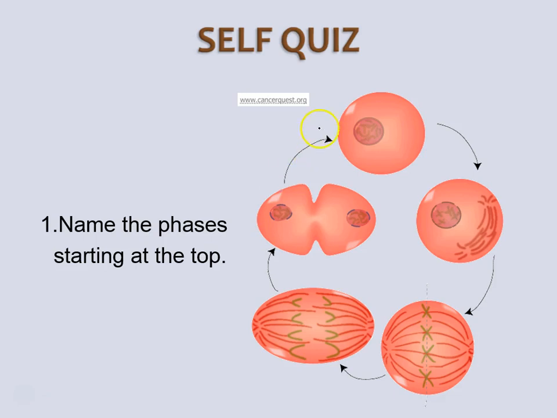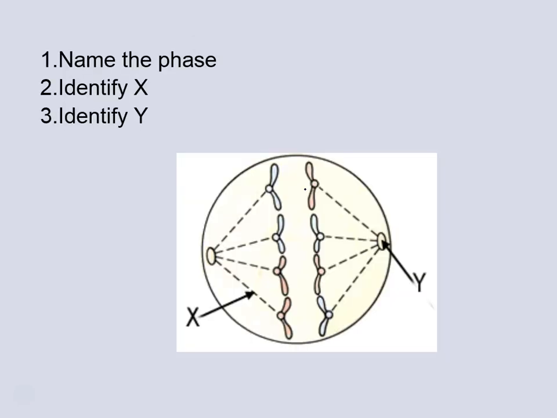So try to quiz yourself. See if you can identify the different phases in this diagram. If we start at the top, this would be interphase, prophase, metaphase, anaphase, telophase. Again, try to quiz yourself.